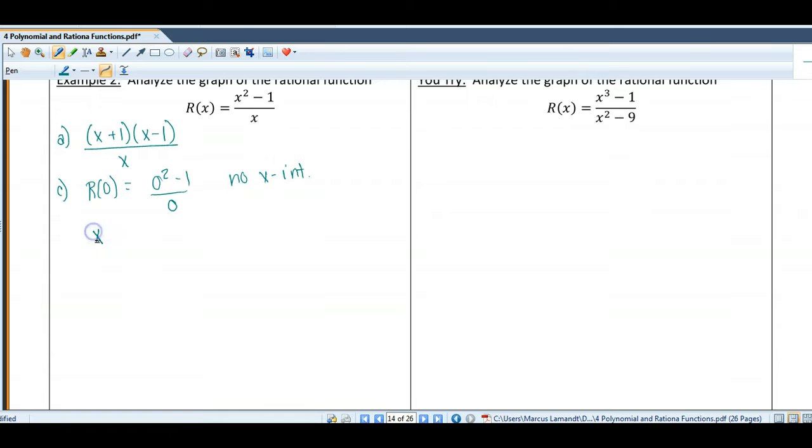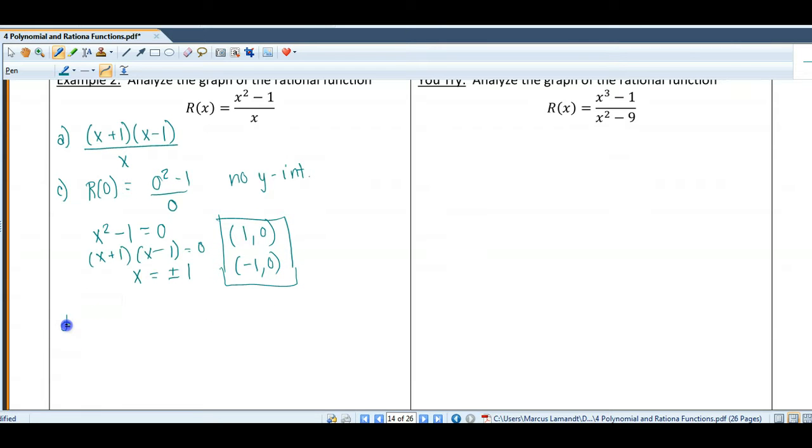Now, if you set this equal to 0, the bottom just cancels out. So we have x plus 1 times x minus 1, so x equals positive or negative 1. Oops, I messed up. Sorry. There's no y-intercept. There are x-intercepts. There we go. My bad. There are 2 x-intercepts: 1, 0, and negative 1, 0. Okay.